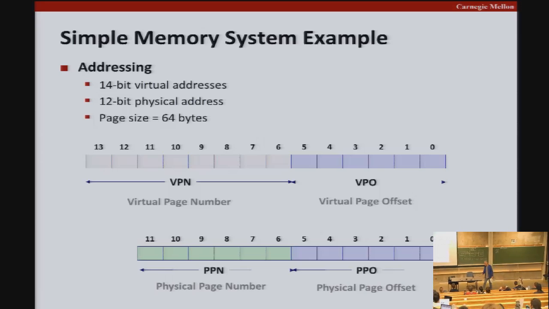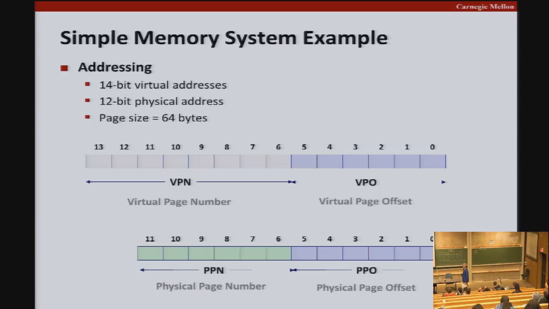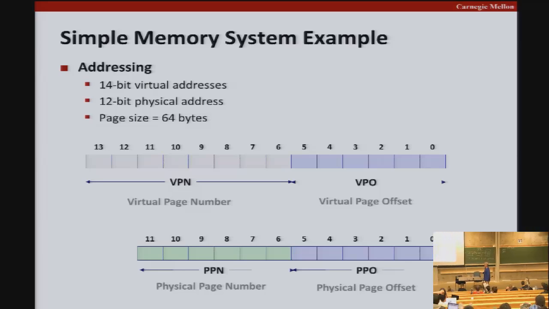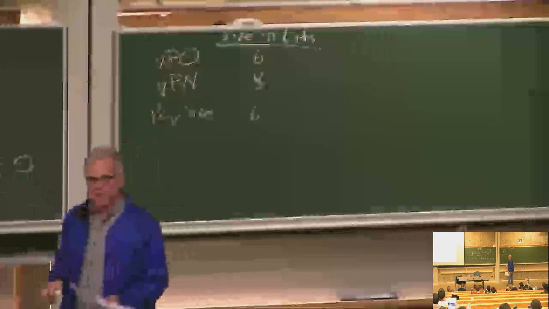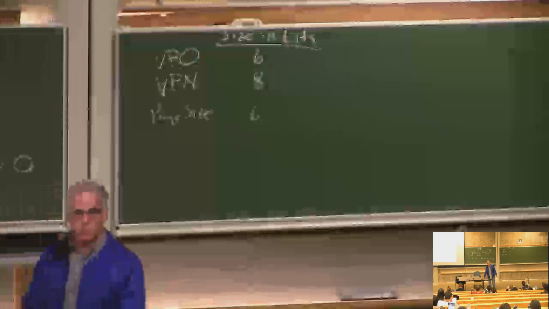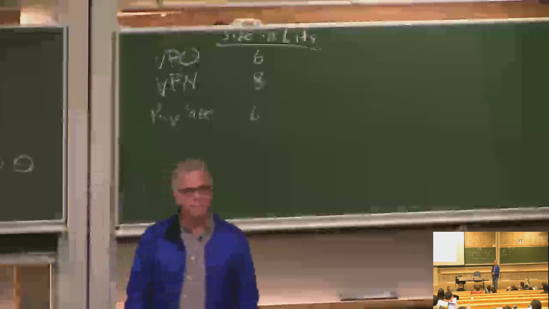So if you'll remember, I said that we have a 14-bit virtual address, and it's divided into 2 pieces, 6 bits of virtual page offset and 8 bits of virtual page number, because my page size is 64 bytes, which is 6 bits. So my virtual page offset is 6 bits, and my virtual page number is 8 bits. So what is it going to present to the TLB? What's the actual value it's going to present to the TLB?